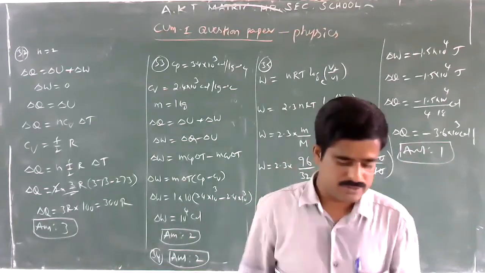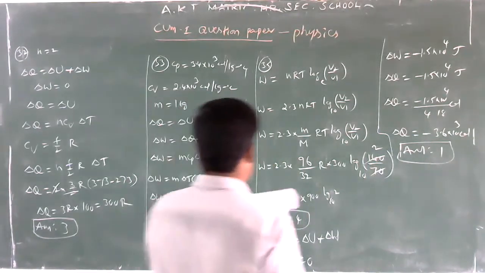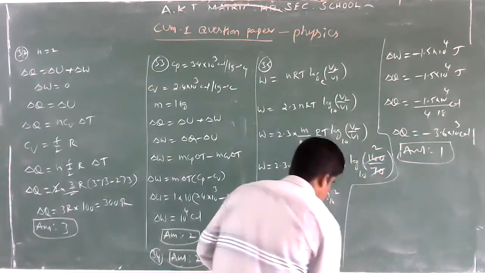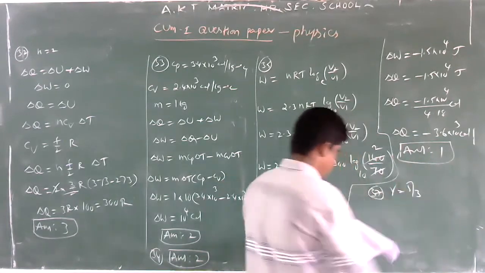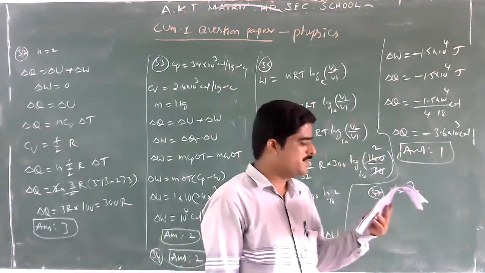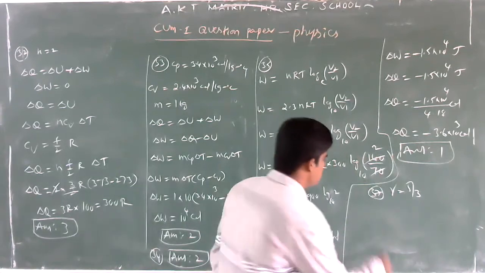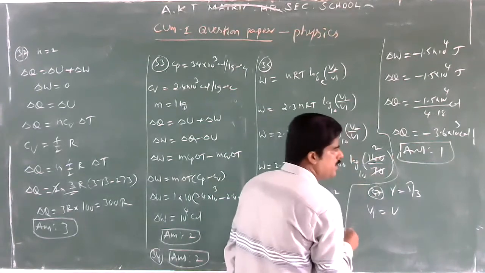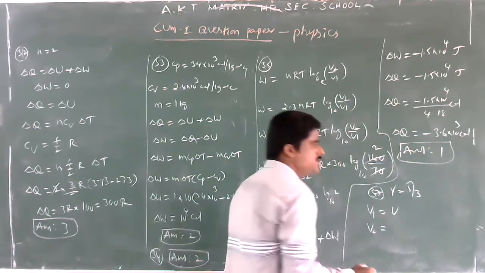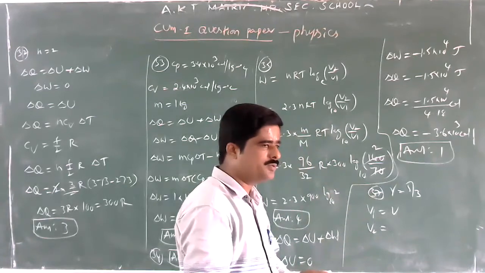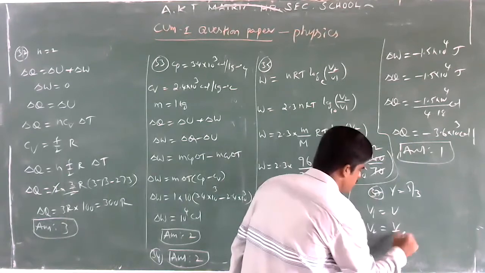For question number 36. Okay, next. Question number 37. A monatomic gas. For a monatomic gas, the gamma value is given, the ratio of the two specific heats, where gamma is equal to 5/3. It is suddenly compressed to 1/8 of its original volume adiabatically. So what is the original volume? Suppose V1 is equal to V. But this gas is compressed adiabatically, so its volume becomes 1/8 of its initial volume. So V2 is equal to V/8.